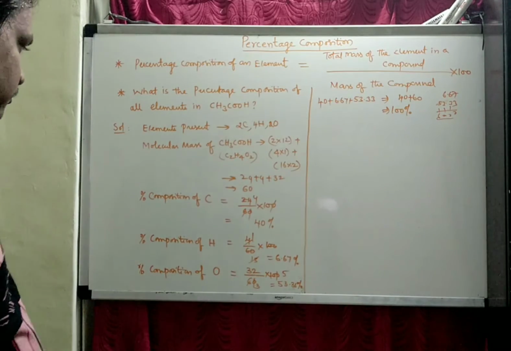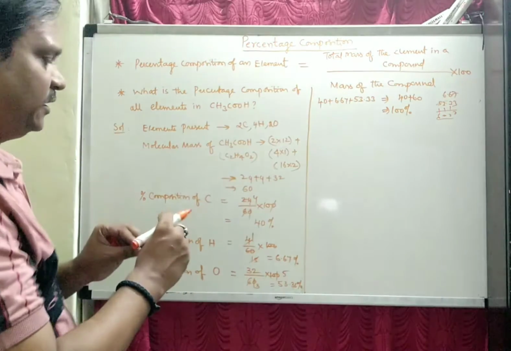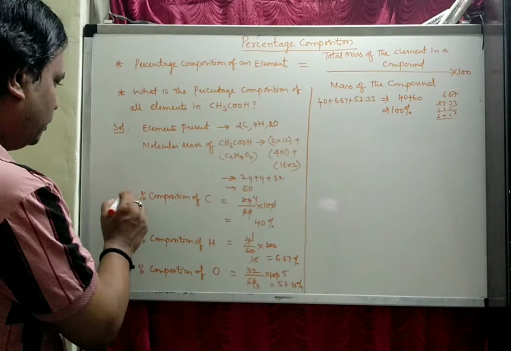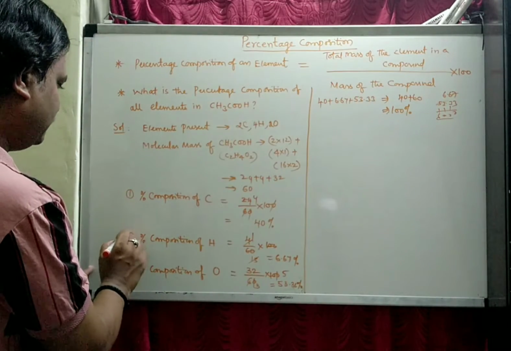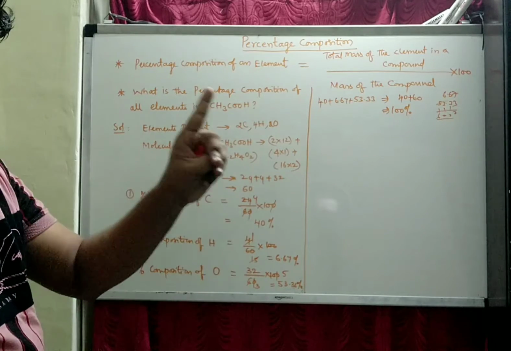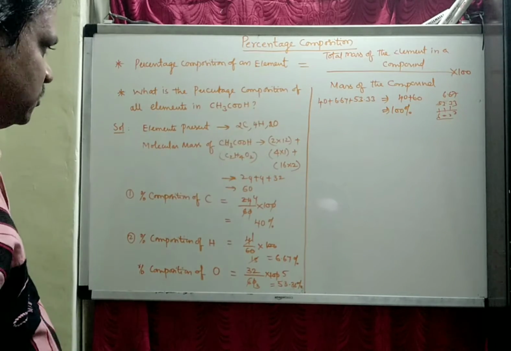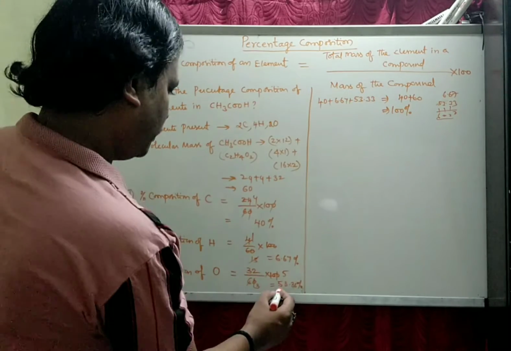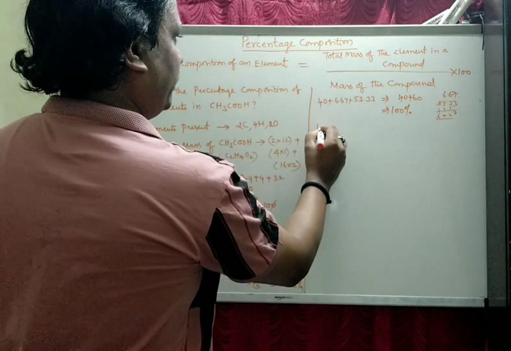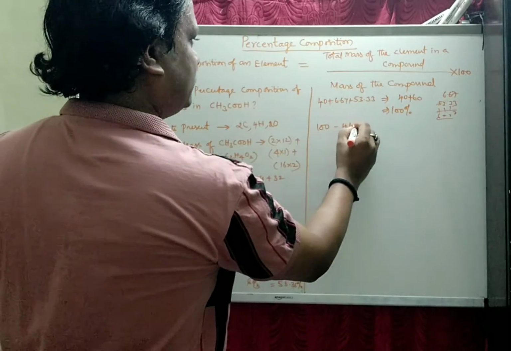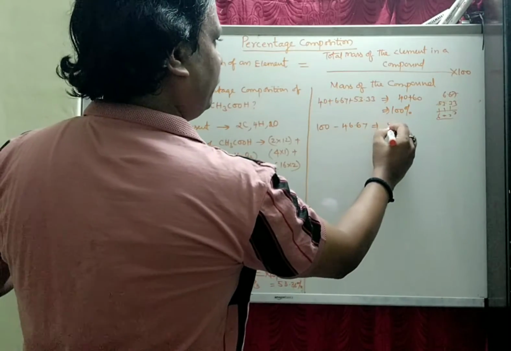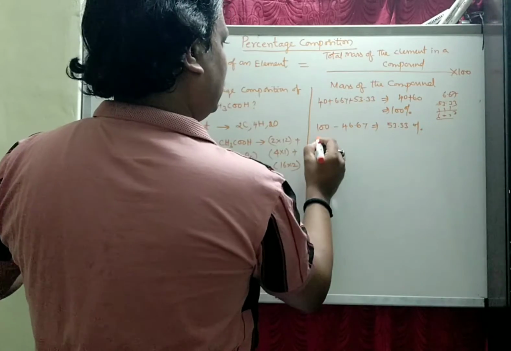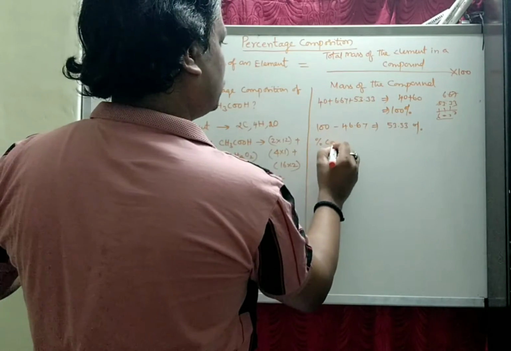The same problem, you can do with a slightly different method. You have already got the first and second. There are only 3 elements: carbon, hydrogen and oxygen. So after getting these 2, we can subtract from 100 to get the third. So 100 minus 46.67, we will get 53.33, which is the percentage composition of oxygen.